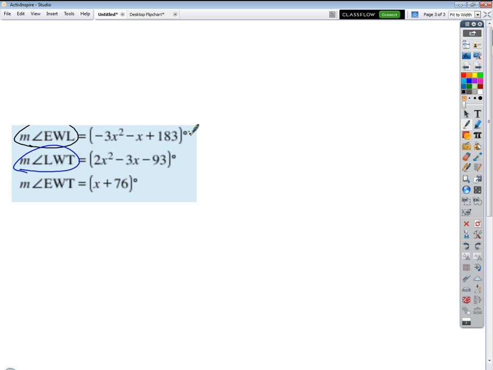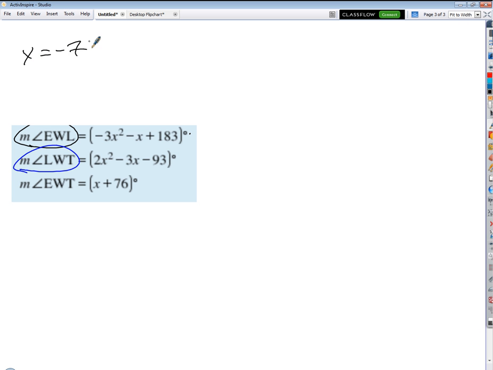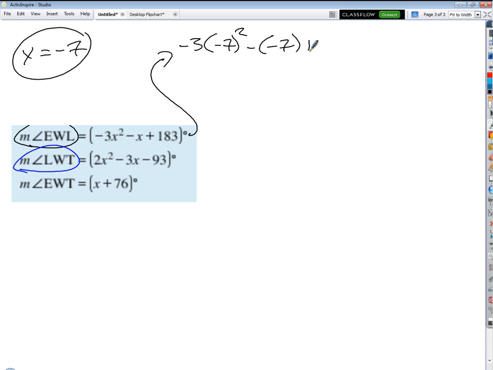Okay, so what's this guy going to give us now? If we have x equals negative 7, what's the top one going to give us? Let's plug this in. So I'm going to get negative 3 times the quantity negative 7 squared, that's my x, minus negative 7 plus 183. Well, what's that going to give us? What is negative 7 squared? Positive 49. Any number squared is positive, isn't it? Because a negative times a negative is positive.